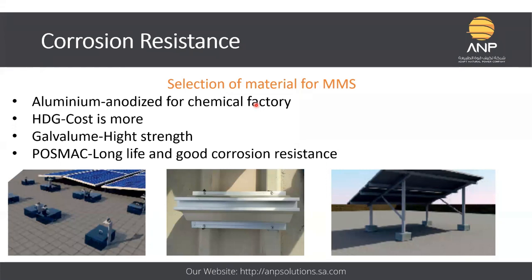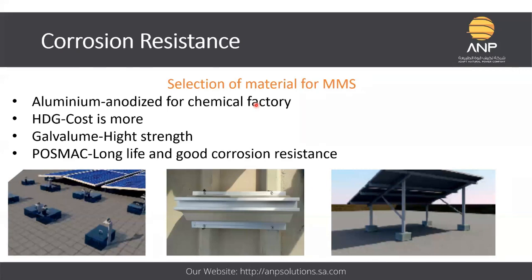Another material which you can use for structure is hot dip galvanized. Hot dip galvanization means there will be a zinc coating on the top of iron or alloy. That will increase the resistance to corrosion of that particular material.